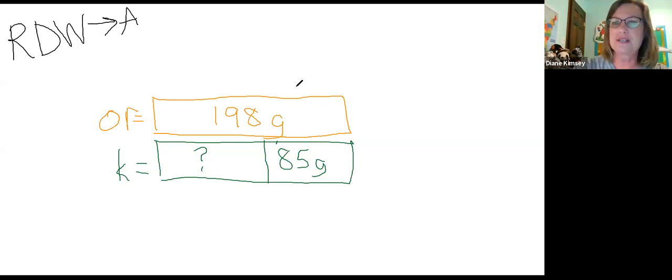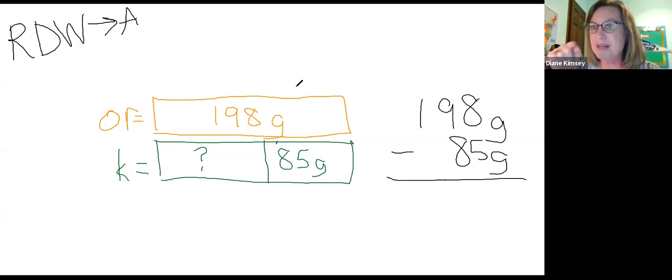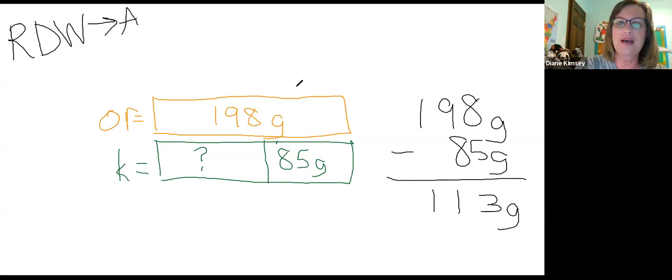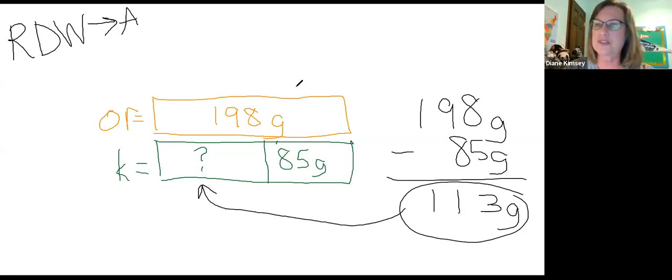All right, guys, how did you do this? All right, so we took the 198 grams and we subtracted the 85 grams. Excellent, excellent. And so 8 minus 5 is 3. 9 minus 8 is 1. Excellent. 1, drop it down, and grams. And so now we know that the kiwi weighs 113 grams. Excellent. You didn't answer the question though. The question is, what is the total weight of the fruit?